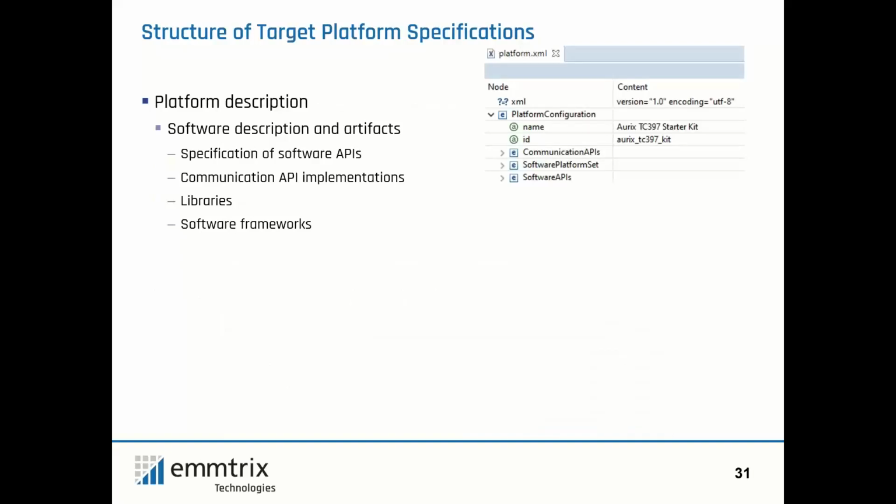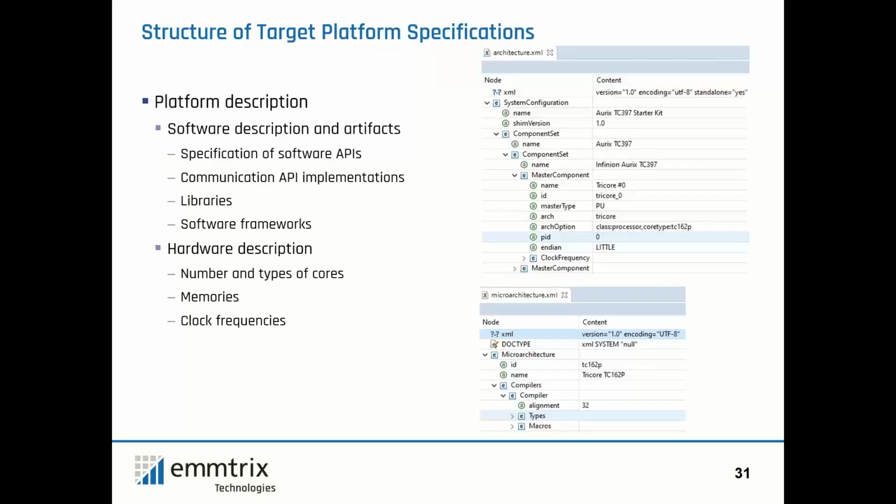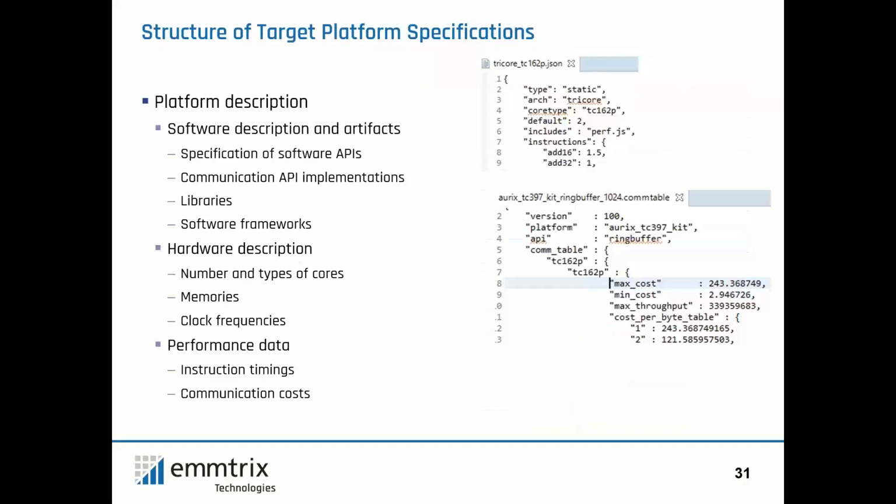These target platforms are specified in a platform description, which describes the software: which APIs are available, which communication API is used, which libraries are there, which software frameworks. And then there are also hardware descriptions. What kind of processor do we have? What is its microarchitecture? How many cores does it have? What memories are there? What are the clock frequencies? And a very important part, the most important part actually, is performance data.